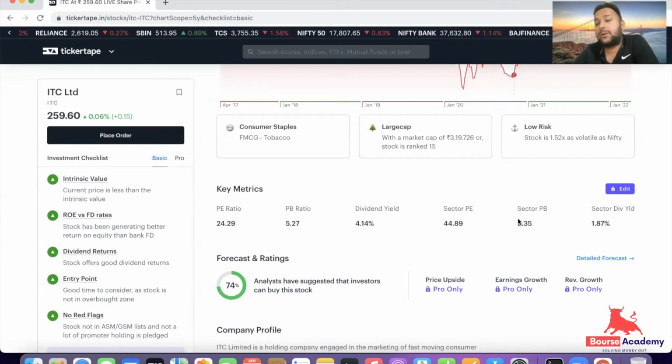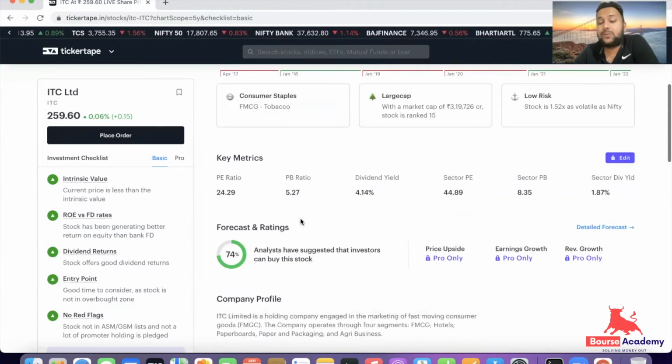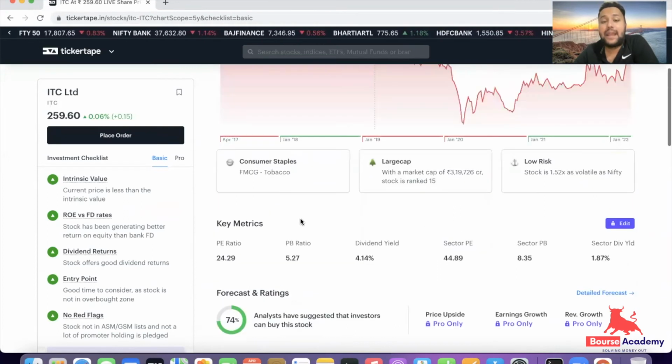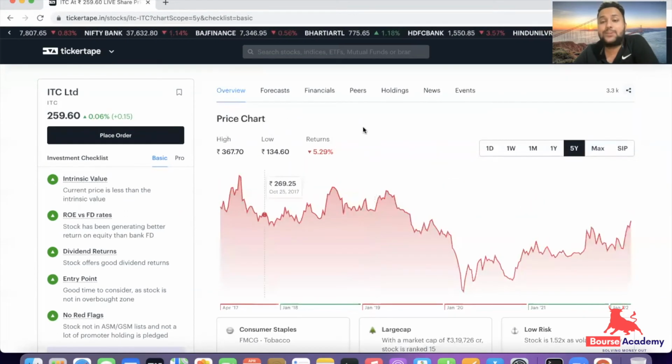Again, talking about the price to book value, the price to book value for the current sector is around 8.35. Here you will see it is at only 5.27. So again, in terms of price to book value and price to earning, it is available at a cheaper price. It is sitting at a cheaper price as compared to the price to earning and price to book value.